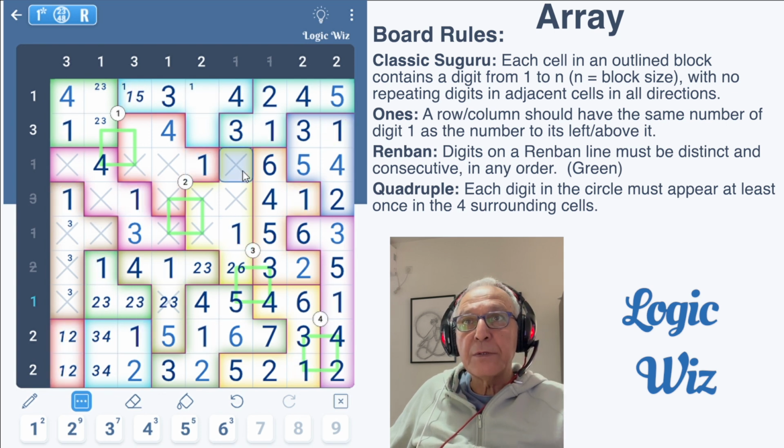Okay, what do we have here? 4 cannot go in these two cells. 4 must be here.